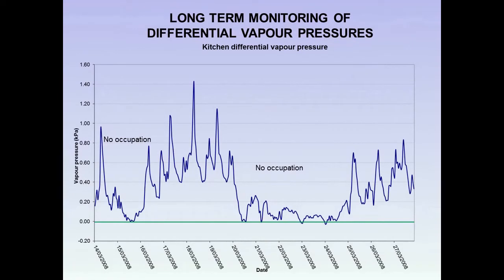Another one, long-term monitoring, differential vapor pressure. Look what happens. There's a problem when there's occupation. When no occupation, in other words, when they went away for Easter, for example, then we had no problem. The differential vapor pressures dropped to 0. There was no excess internal moisture production. Again, nothing to do with the fabric of the building. It's an occupation problem.